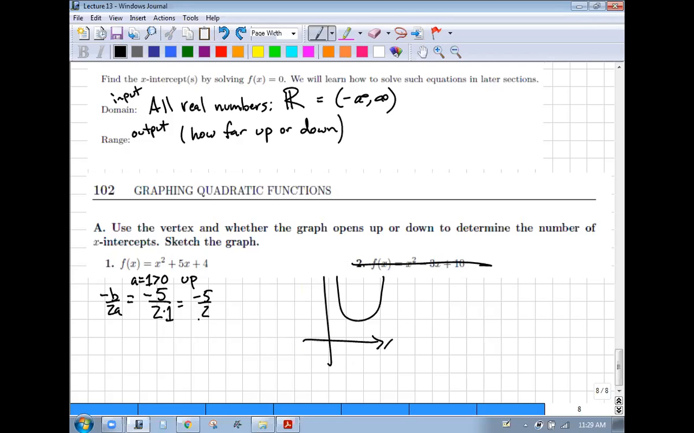Okay, so the x value, x equals -b/2a, -5/2, that's going to tell us the x value of the vertex, which also tells you where that axis of symmetry is. So -5/2 is -2.5.